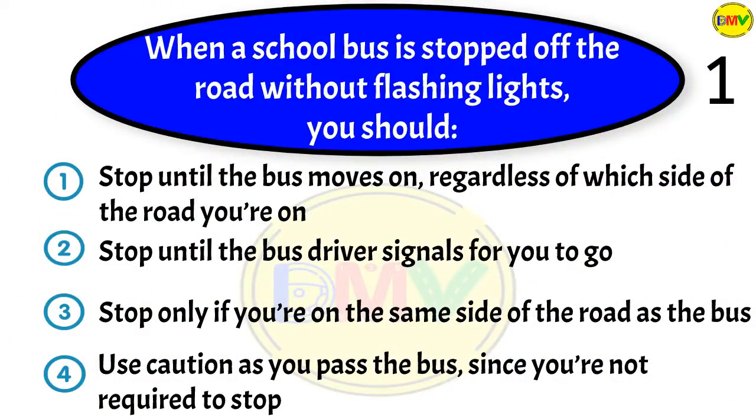The question 1. When a school bus is stopped off the road without flashing lights, you should: 1. Stop until the bus moves on, regardless of which side of the road you're on. 2. Stop until the bus driver signals for you to go. 3. Stop only if you're on the same side of the road as the bus. 4. Use caution as you pass the bus, since you're not required to stop.